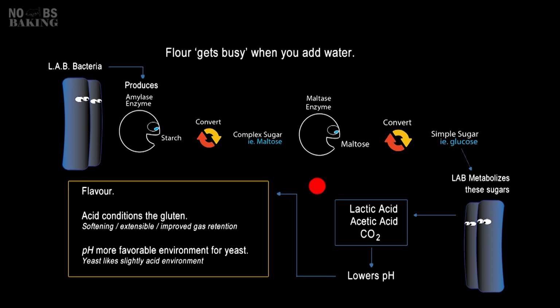These acids, besides adding flavor to the dough, lower the pH, creating a more ideal environment for yeast to thrive in while simultaneously conditioning the gluten by breaking it down, creating a softer, more relaxed structure that improves both handling of the dough and its gas retention capabilities.